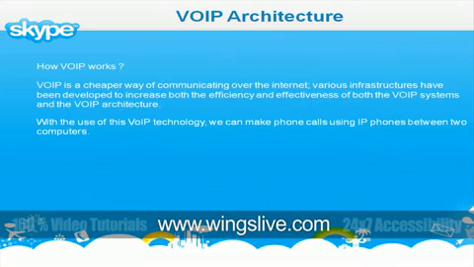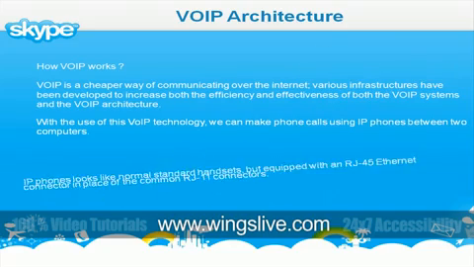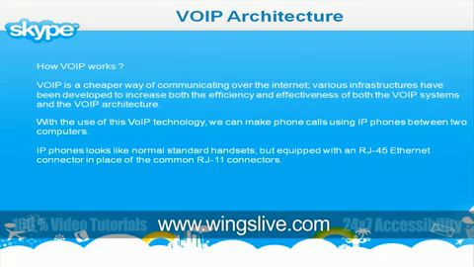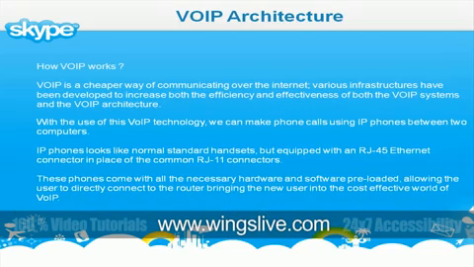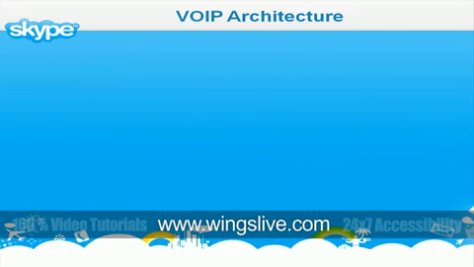With the use of this VOIP technology, we can make phone calls using IP phones between two computers. IP phones look like normal standard handsets, but they are equipped with an RJ45 Ethernet connector in place of the common RJ11 connectors. These phones come with all the necessary hardware and software preloaded, allowing the user to directly connect to the router, bringing the new user into the cost-effective world of VOIP.